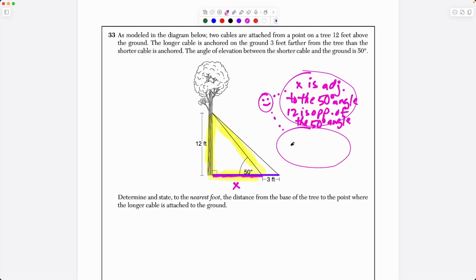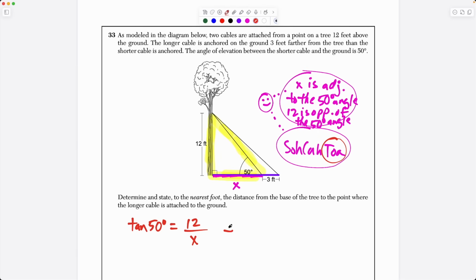Okay, so then I also think of this phrase here, SOHCAHTOA. And if I'm saying opposite adjacent, then that tells me to use the tangent function. So then what I'm going to do is I'm going to say tangent of the angle 50 degrees is equal to the ratio of the side opposite of the 50-degree angle, which is 12, over the side adjacent, which is x.